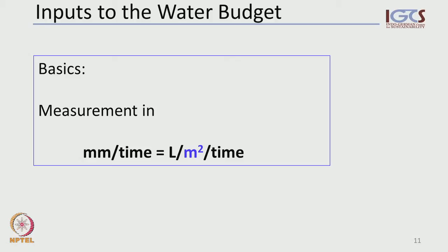Another very basic relationship that you should know and be able to handle at any time is the relationship between height per time, as we very often measure rainfall in our rain gauges, to a volume per area per time unit, where we then come up with budgets at a catchment scale or sub-catchment scale.